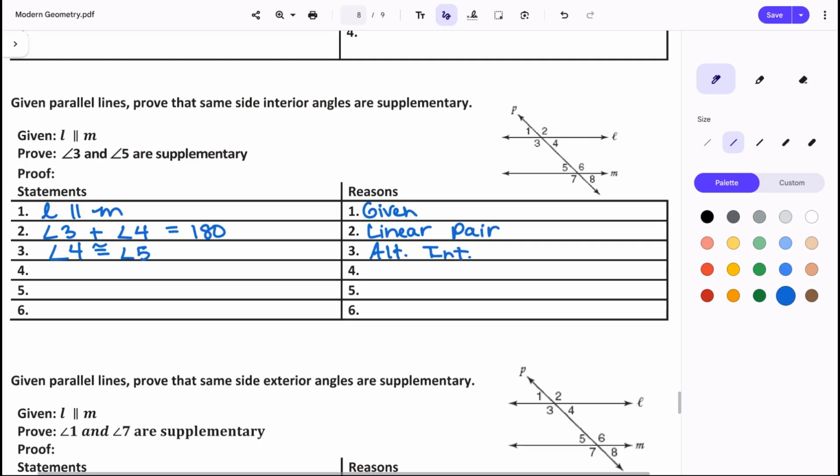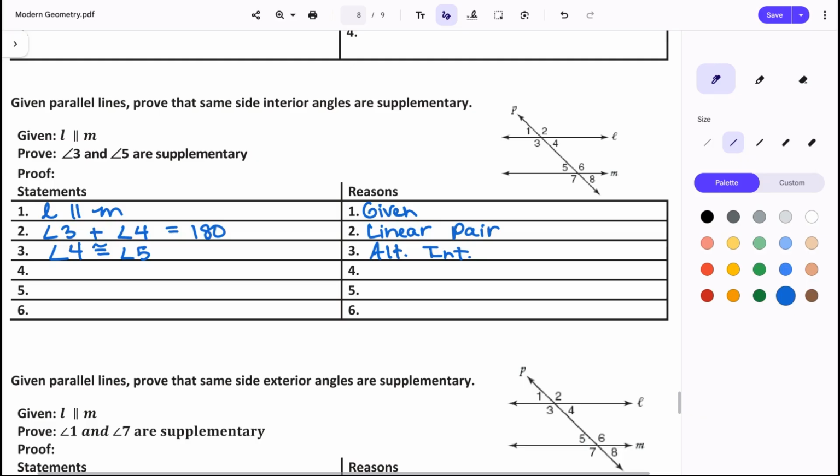Okay, so we've kind of made a pathway. We went 3 and 4 together, and now we've got 4 to 5. So we've made our connection. Now, how do we get rid of that 4? I can't really use transitive quite yet because they don't look totally the same. We've got up above on number 2, it says 3 plus 4 is 180. And on number 5, it says angle 4 is congruent to angle 5. Yes, they have an angle 4 in there, but we can't just skip over the 180 piece. That's not going to match up with anything on the bottom either.